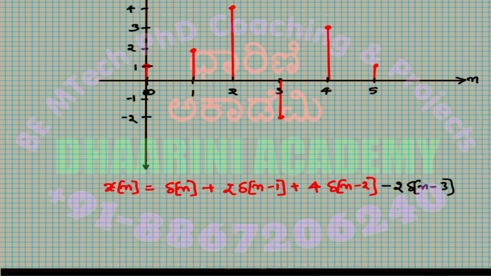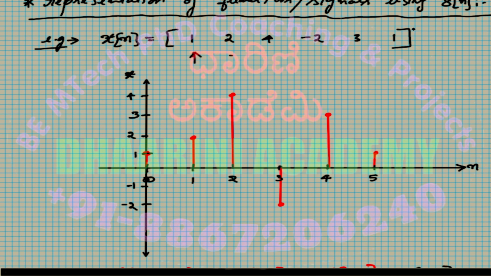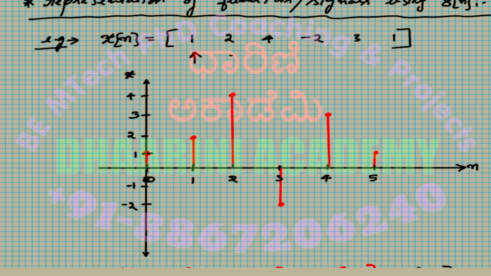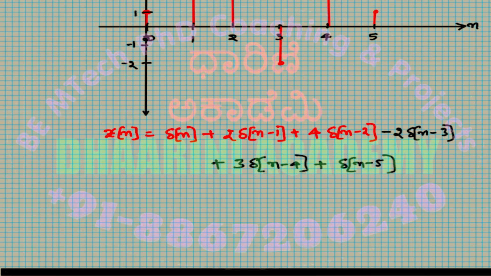So you see, I'm writing the equation format. Then the fourth sample, sorry, 0, 1, 2, 3, 4. The sample at 4 is plus 3 times delta of n minus 4. And the last one is plus 1 into delta of n minus 5. So the signal which was originally given like this, you are converting into the equation format, and this is how the equation looks.